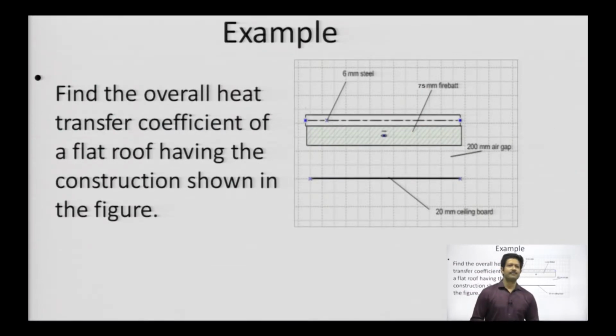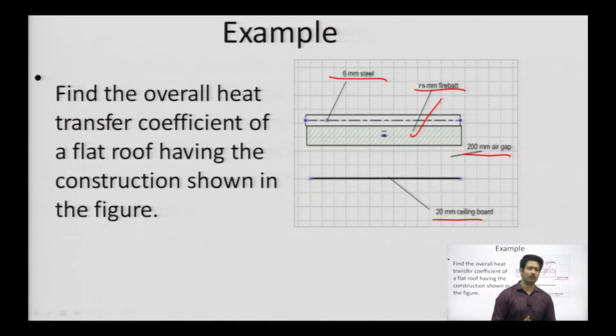So as you can see, there is a wall. Actually this is the example that we left in the last presentation. You can just read it: find the overall heat transfer coefficient of a flat roof having the construction shown in the figure. In the figure, there is a 20 mm ceiling board, then an air gap of 200 mm, then a fire batt, the fire wall of 75 mm, and then a 6 mm steel girder over it, just to prevent its fall and everything. So we have to calculate the overall heat transfer coefficient for this.